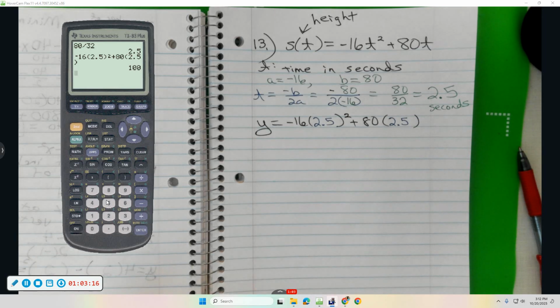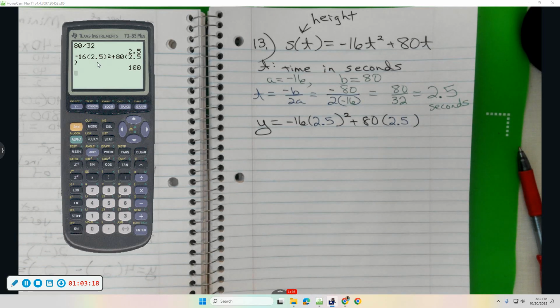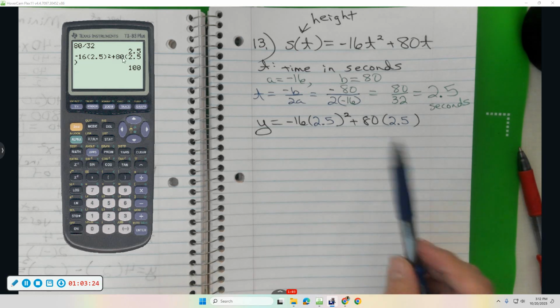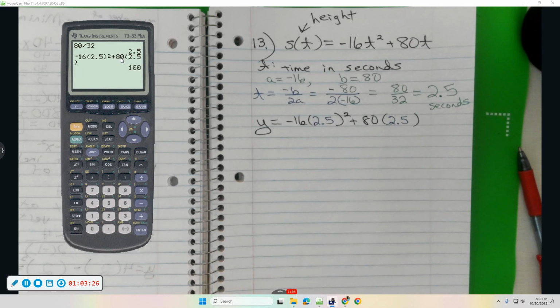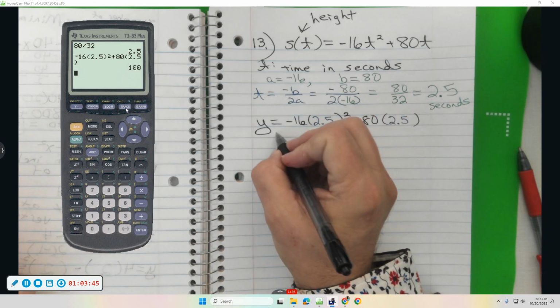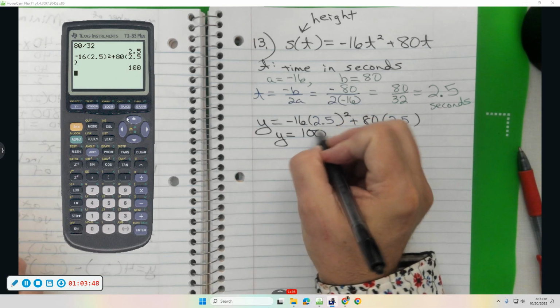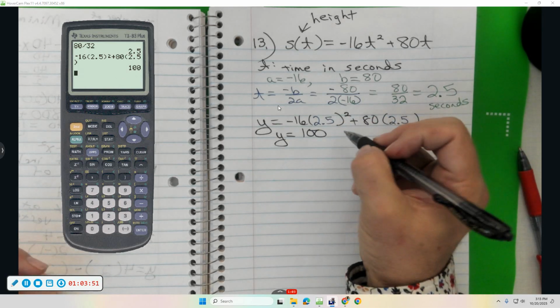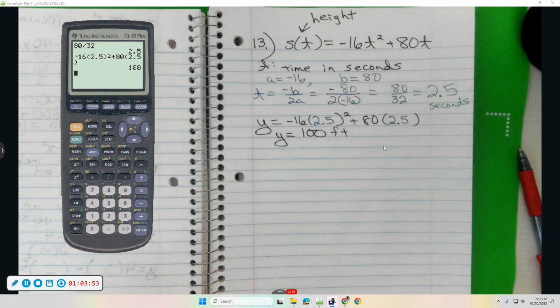2.5 times 2.5 is 6.25, times negative 16 is negative 100... Oh, God. 80 times 2.5 would be 160 plus half of 80, so 200. So negative 300 plus 200, that's negative 100... Just write it down. One of the times, plug it into your calculator. And we get that the maximum height that little projectile went up was 100 feet.